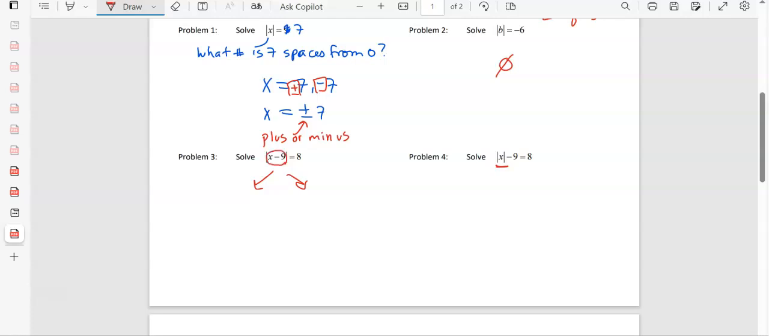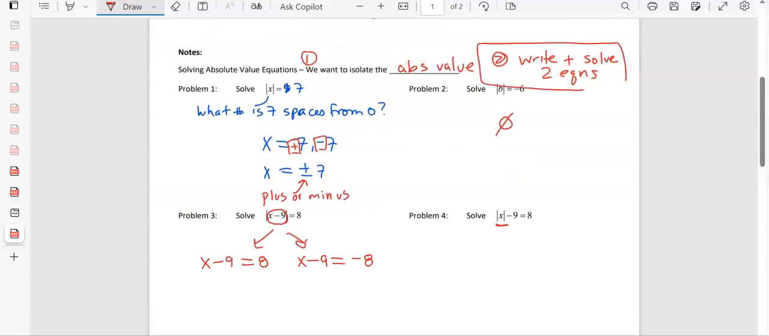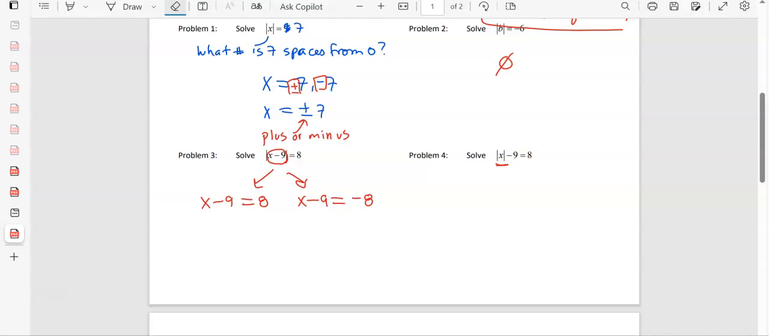So again, what numbers minus 9 are 8 spaces from 0? Well, the number minus 9 could be 8 spaces away, on the right of 0, or the number minus 9 could be to the left, so it could be negative 8. This is where the write and solve two equations piece is coming from. I don't write the absolute value bars anymore because now I'm dealing specifically with the expression in the absolute value bars. These two equations can each be solved by adding 9 to both sides.